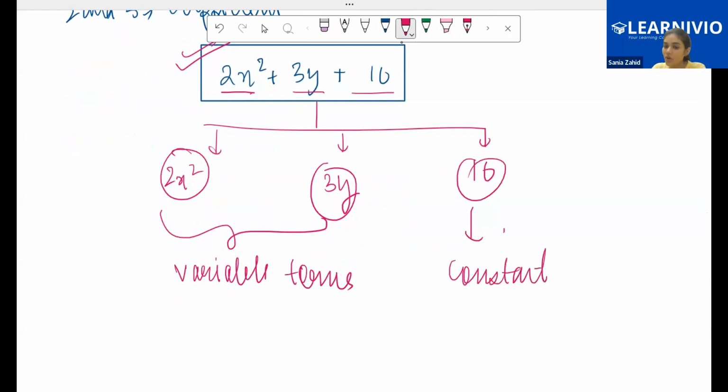Now, why is this known as a constant term and the others are known as variable terms? Because 2x square and 3y have a variable in them. x is a variable, y is a variable, while 10 does not have a variable. The value of 10 cannot change. So, do you understand these basic meanings? What is the meaning of a variable, a constant, terms, and expression? Yes, ma'am.